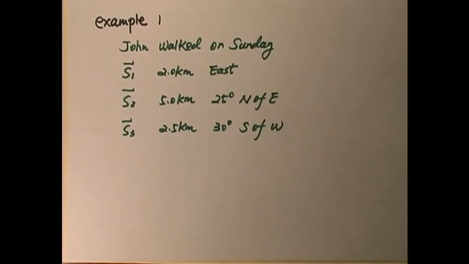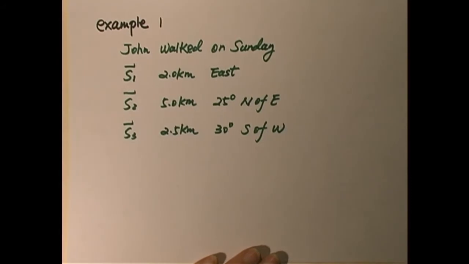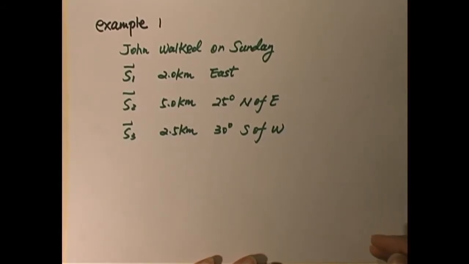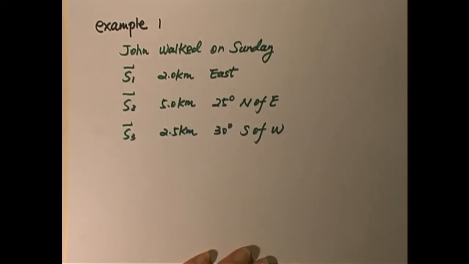Now let's look at a real case of sample 1. John walked on Sunday. The first displacement is 2 kilometers east. The second one is 5 kilometers 25 degrees north of east. The third one is 2.5 kilometers 30 degrees south of west. We need to draw a diagram first.